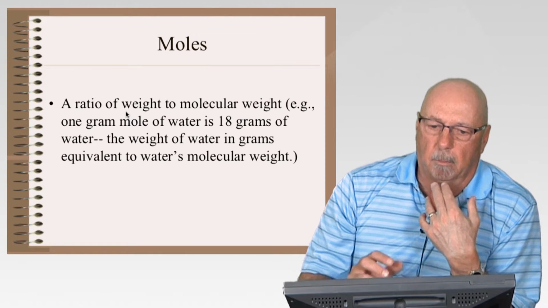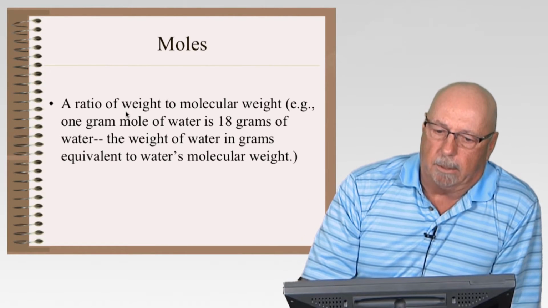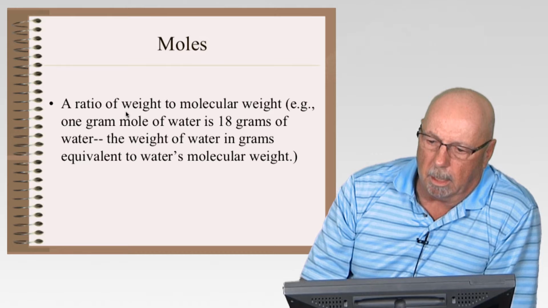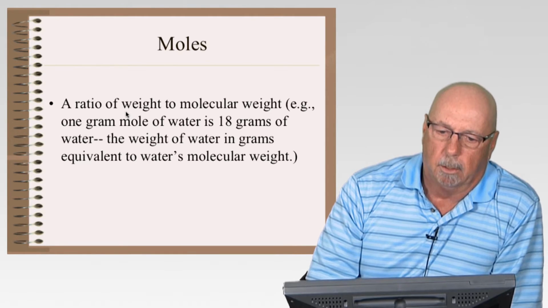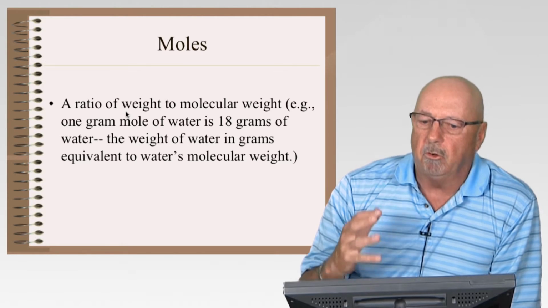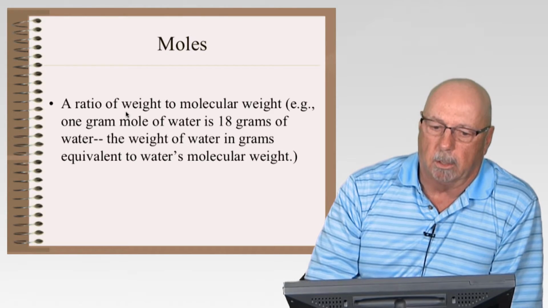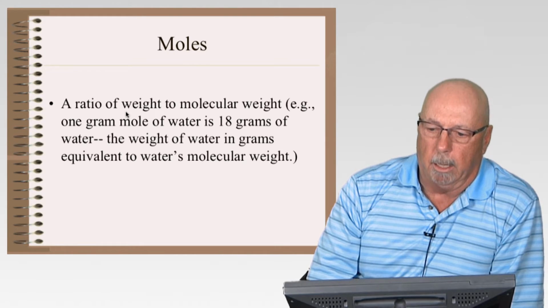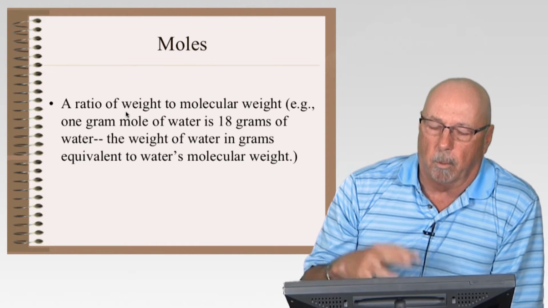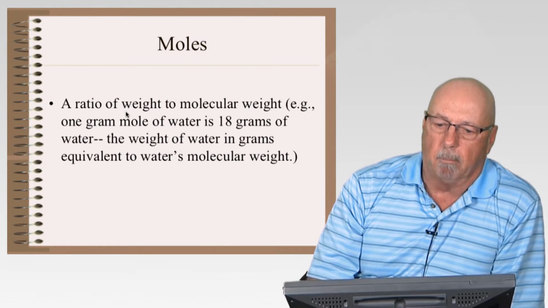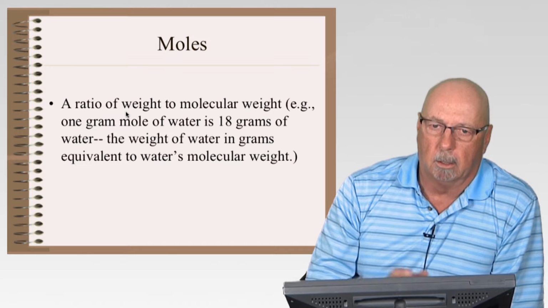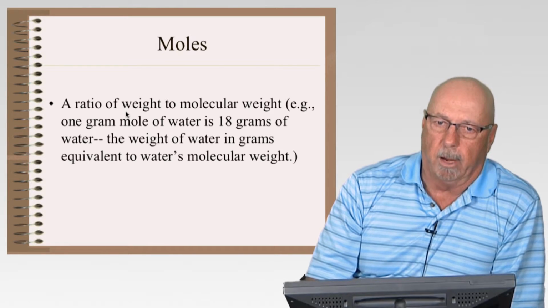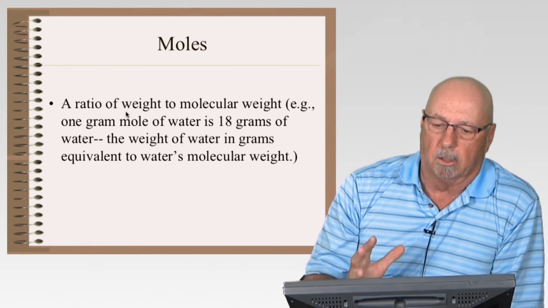Well, we talked about molecular weight, and another term that you will use is a mole of a compound. And moles are basically a ratio of the weight of a molecule to the weight of water. And 1 gram mole of water is equivalent to 18 grams of water. So the weight of water in grams is equivalent to the water's molecular weight.